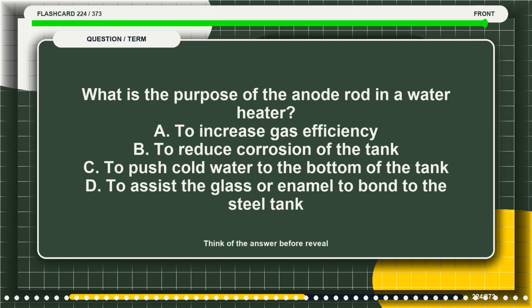Flashcard 224. What is the purpose of the anode rod in a water heater? A. To increase gas efficiency. B. To reduce corrosion of the tank. C. To push cold water to the bottom of the tank. D. To assist the glass or enamel to bond to the steel tank. Think of the answer before the reveal.